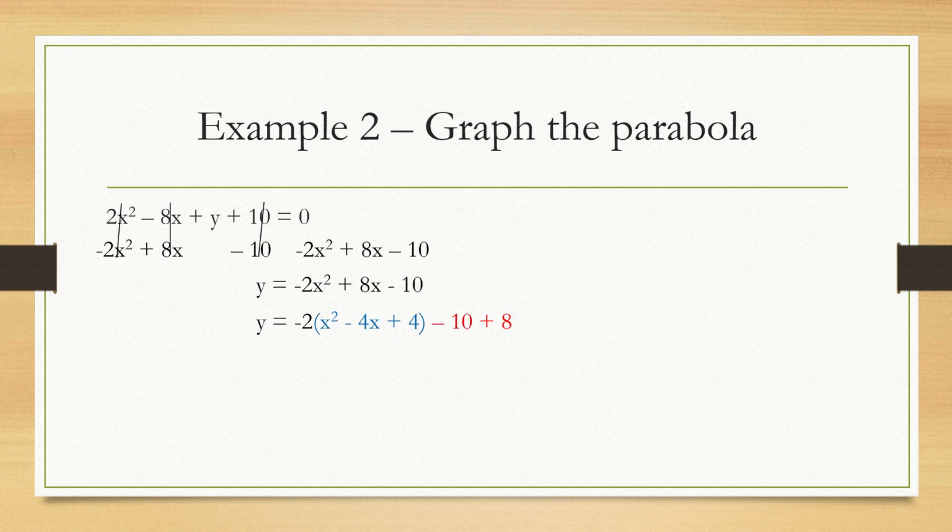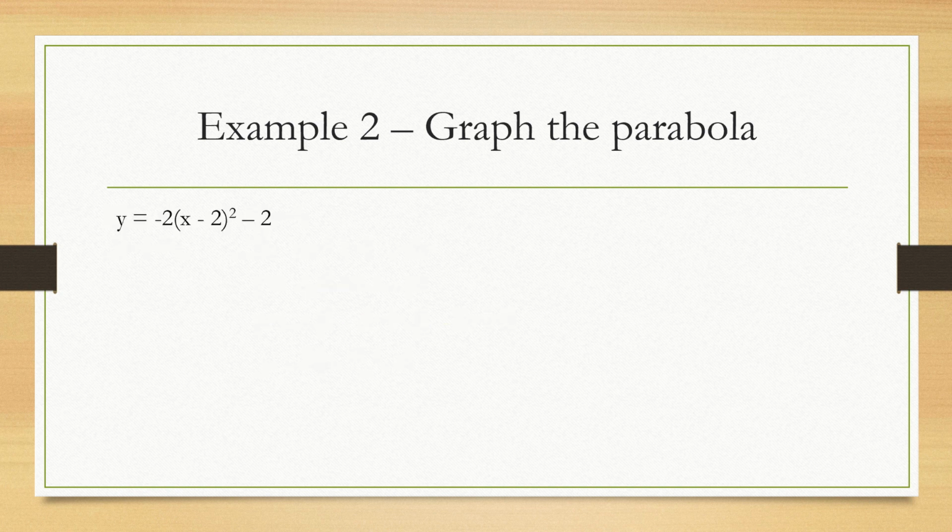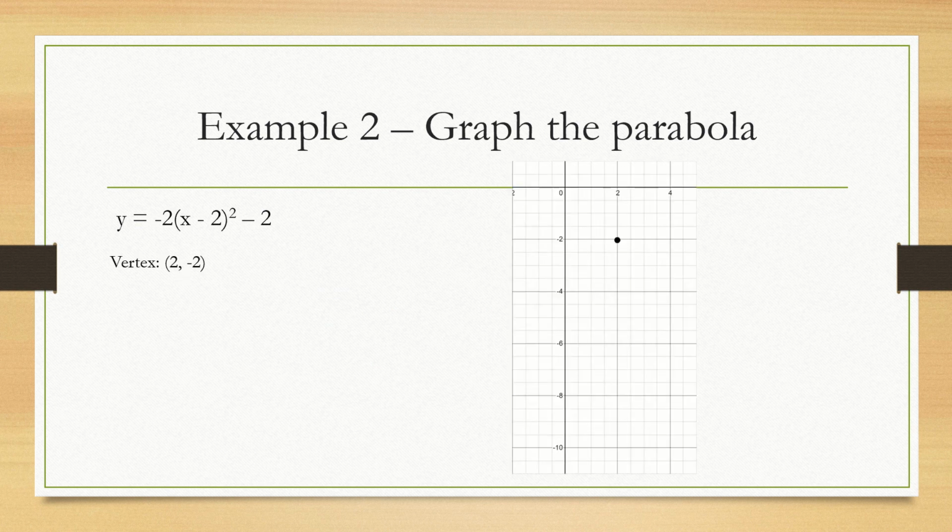Once we have that, we factor the trinomial and add up the numbers. The trinomial x squared minus 4x plus 4 simplifies to x minus 2 quantity squared, and negative 10 plus 8 gives you negative 2, so we have it in vertex form. We can put it up here. The vertex of this parabola is going to be 2, negative 2.